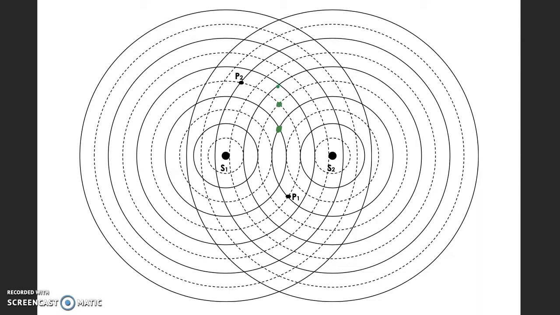If we look up here, crest and crest, that's constructive. Trough and trough is constructive. Crest and crest, trough and trough, crest and crest. So you see a line emerging over here. This is an antinodal line. Antinodes because you get big crests and deep troughs. Remember that nodes are places of little movement or no movement at all, and antinodes are places of maximum movement. Okay, so now I'm going to fill in the rest of these antinode spots really quickly.